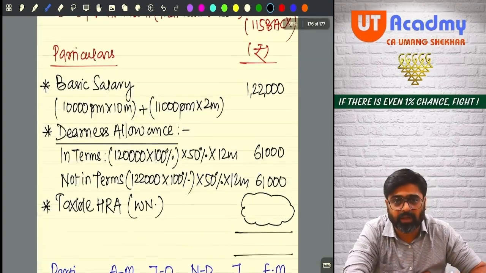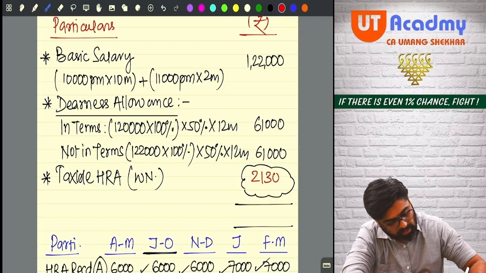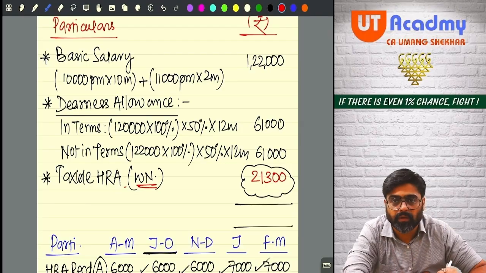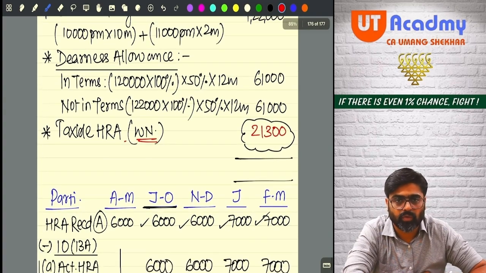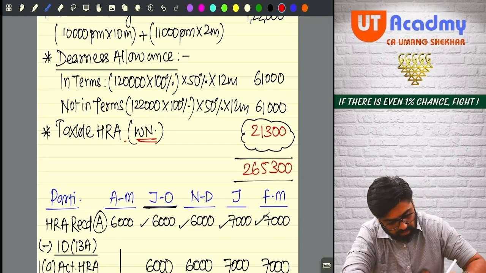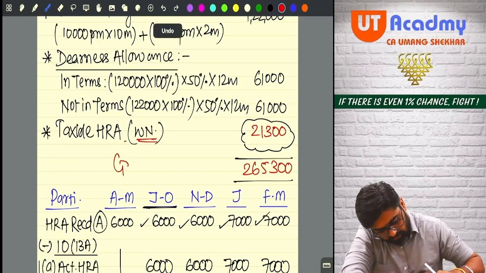So in my gross salary, I will have to show how much? 21,300, and this is from that working note. Got it? Now can you add all the 4 figures? 2,44,000 plus 21,300 is 2,65,300. Did you get it? 2,65,300 will be my gross salary.